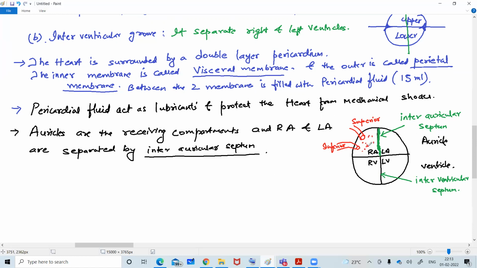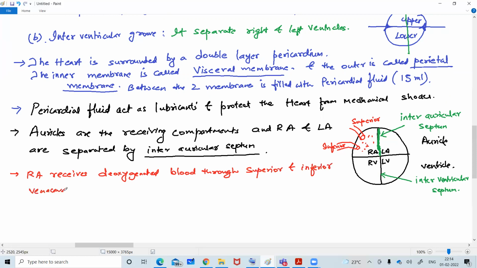And what kind of blood is it? It is deoxygenated blood. So you can say that right auricle receives deoxygenated blood through superior and inferior vena cava and coronary sinus.